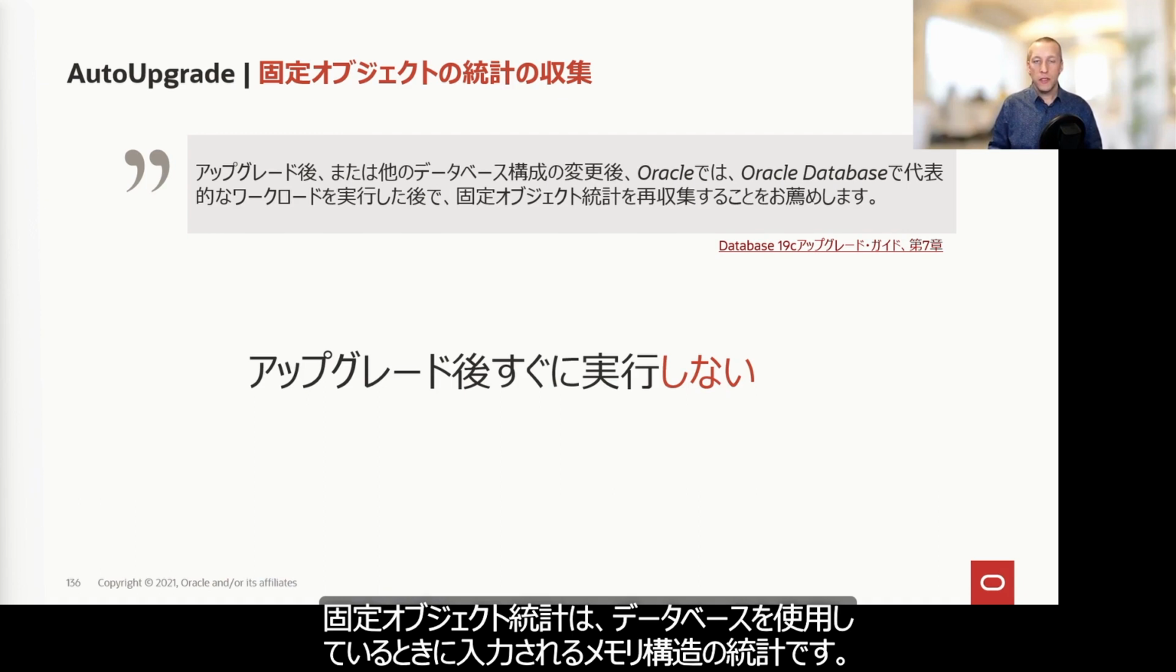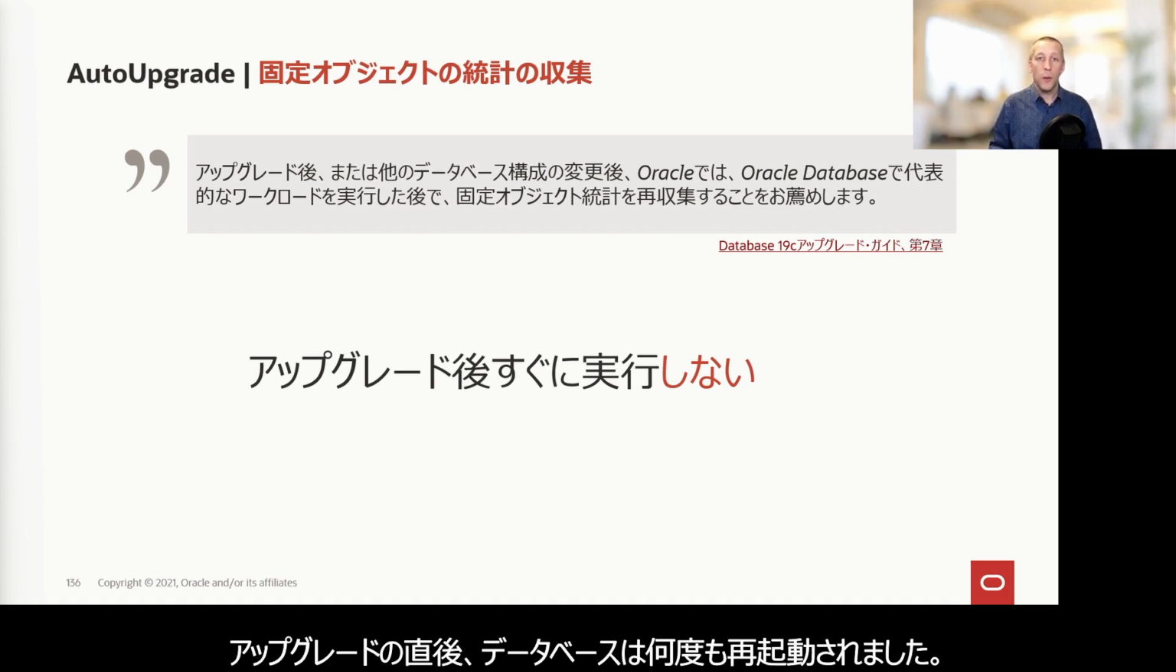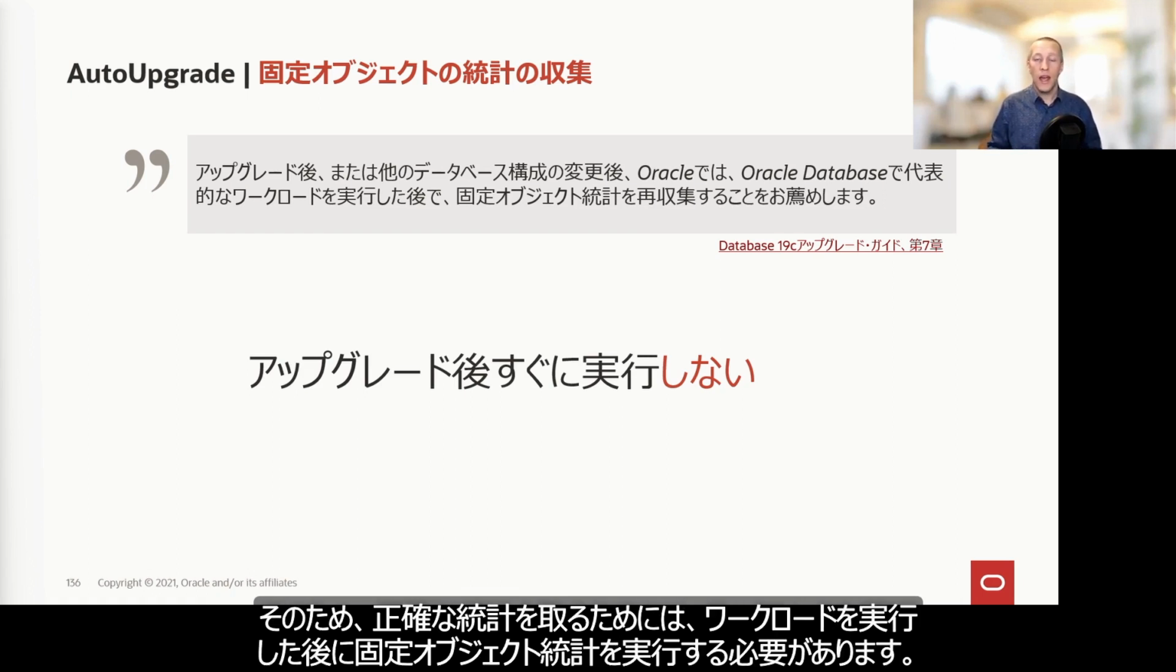Well, fixed object statistics are statistics on those memory structures that get populated as you use the database. For instance, there is the X$ view that corresponds to the buffer cache. Right after the upgrade, the database has been restarted multiple times, and the buffer cache might be a lot smaller and contain a lot fewer items than after you have run your huge workload. So in order to get accurate statistics, you should gather fixed object statistics after you have run your workload.